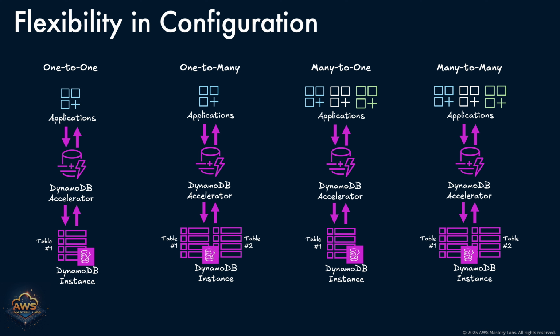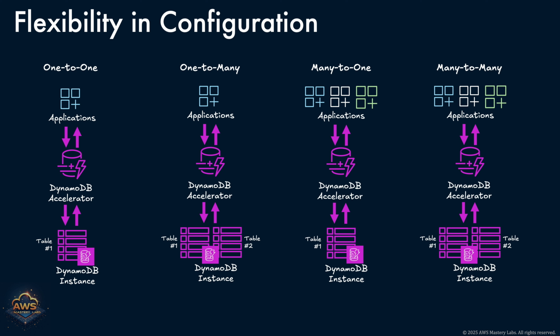One-to-many configuration. Here, one application connects to multiple DynamoDB tables via a single DAX cluster. This setup is useful when a single application manages diverse datasets, for example, user profiles, transactions, and activity logs, each stored in separate tables. With DAX in place, the application can benefit from low-latency access across all tables while centralizing cache management within one DAX cluster.